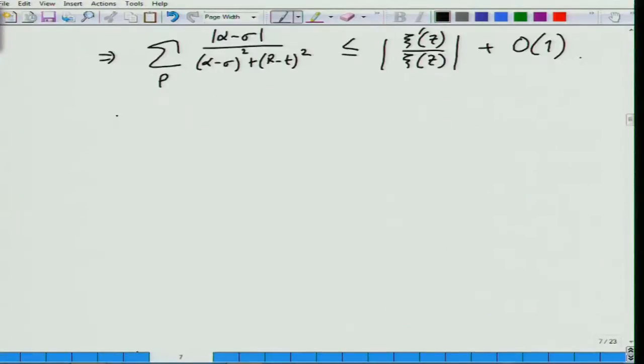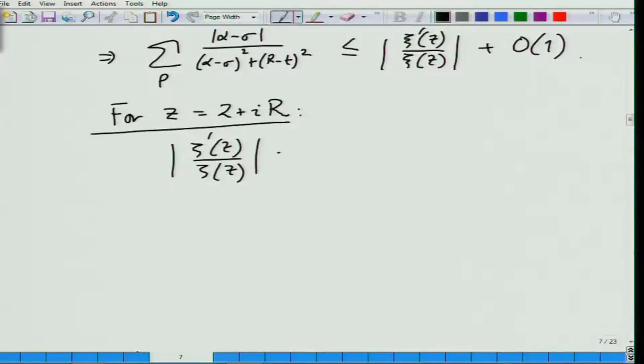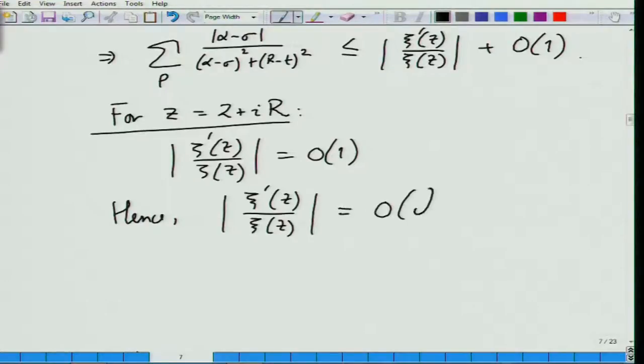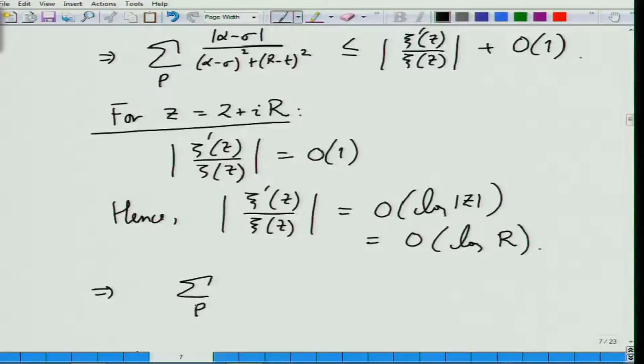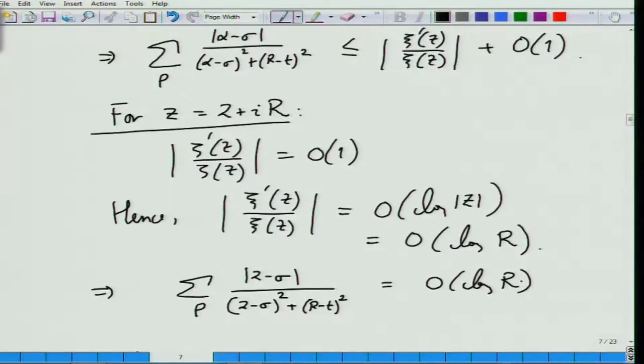So, let me just put that in black and white. For z equals 2 plus I r, zeta prime over zeta is order 1, and hence xi prime over xi is order log of z. What is order log of z? It's log r. So, all together we get the sum of 2 minus sigma in absolute value, squared, divided by the corresponding term, is order log r.